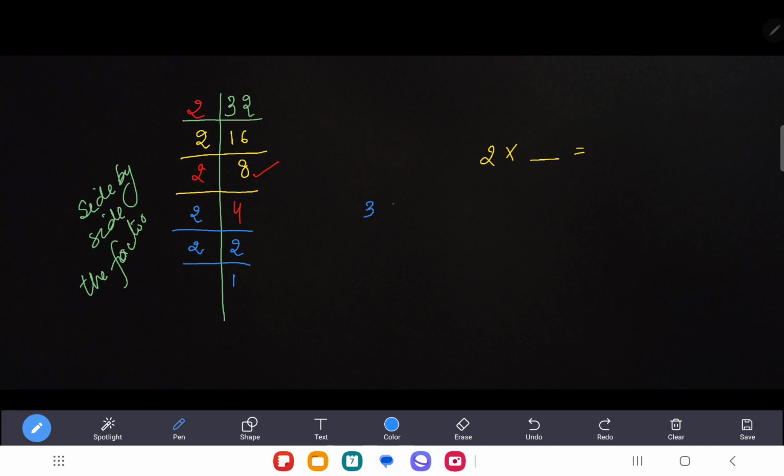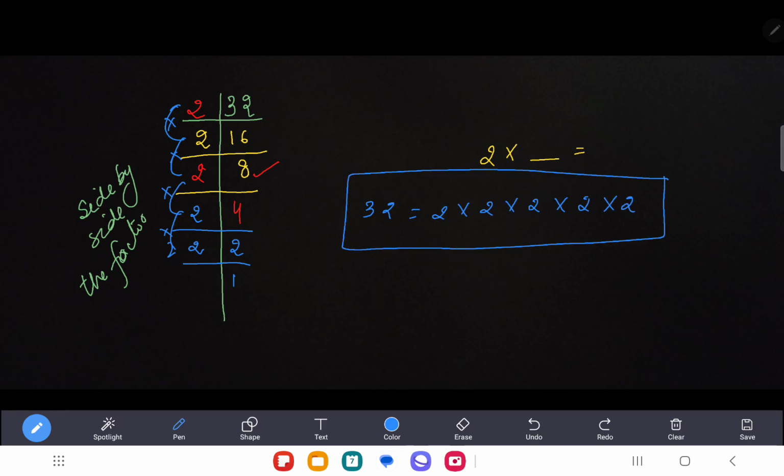So you can write down 32 equals the product of these: 2 times 2 times 2 times 2 times 2. Yes or no? Any doubts in this? No. Are you sure? Okay. Now let's factorize 200.